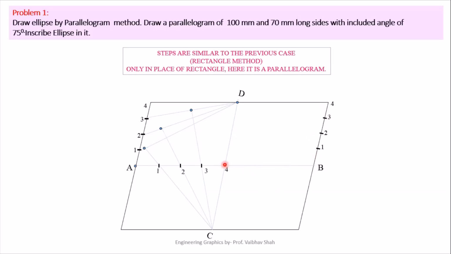Similarly, I'll divide this horizontal line also into four parts. We have divided this horizontal line also into four parts. Let us give numbering starting from 0, 1, 2, 3, 4. After that, we'll be drawing lines from 1, 2, 3, connecting to D. So let us draw lines from 3 to D, 2 to D, 1 to D.